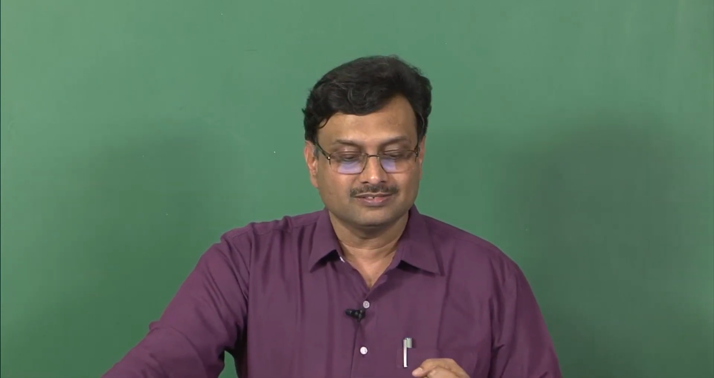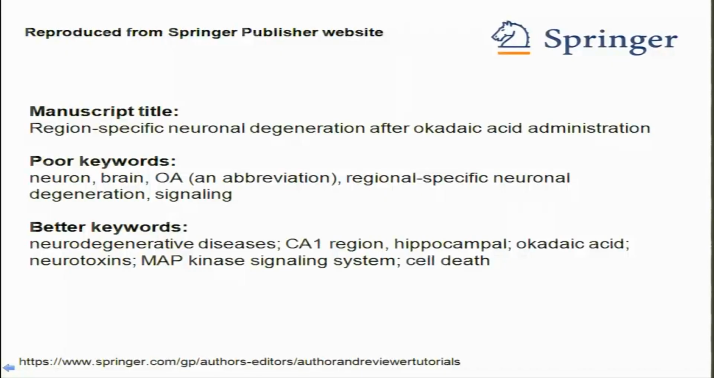So better keywords are neurodegenerative disease, because region specific neurodegeneration is one of the important kinds of events in neurodegenerative disorder. Therefore, it can link there. Then you are talking about CA1 region. This is talking about a particular region of the hippocampus, because that is the region that is possibly affected here. So you can give that region, because the title says region specific, but it doesn't say which region it is, and which region it is can be explained in the keyword.